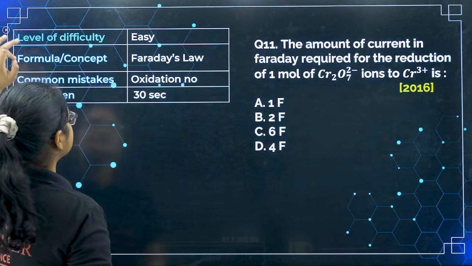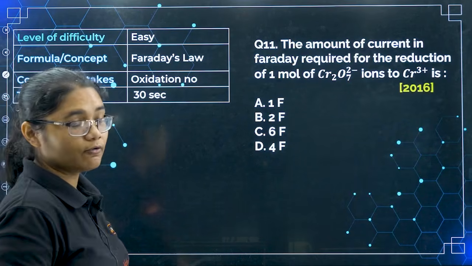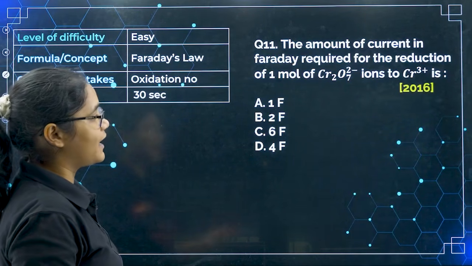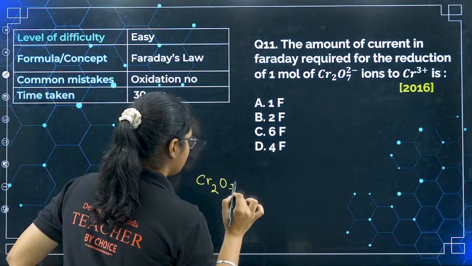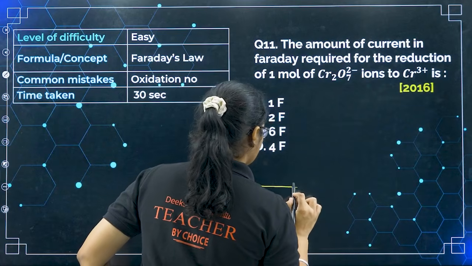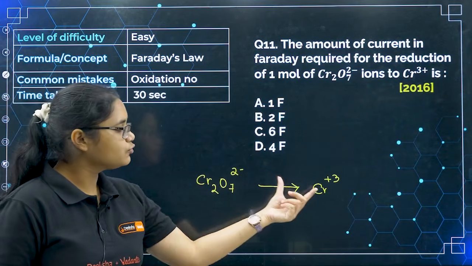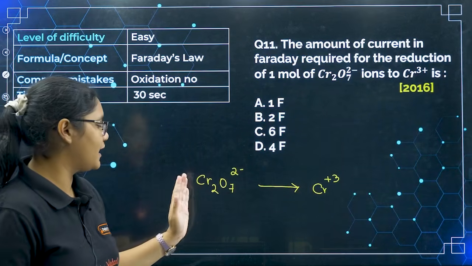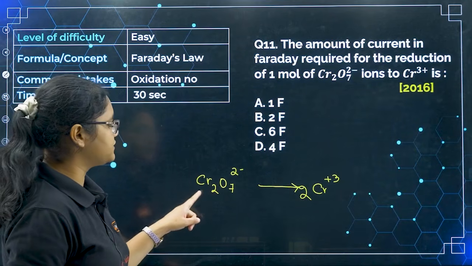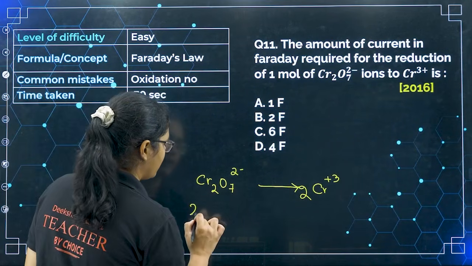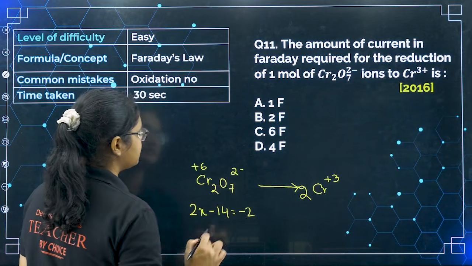Okay. Next, we'll move to question number 11. The amount of current in Faraday required for the reduction of 1 mole of Cr2O7 2- ions to Cr3+. So this is also very similar to the previous question, Cr2O7 to Cr3+. First of all, you should know that the 2 chromium should be balanced on both sides. Here I have 2 chromium, here I should also have 2 chromiums. So now what is the oxidation state of chromium here? Let it be 2x minus 14 is equal to minus 2. I'll have x is equal to plus 6.